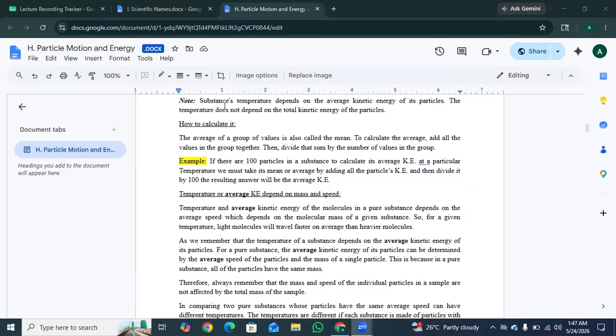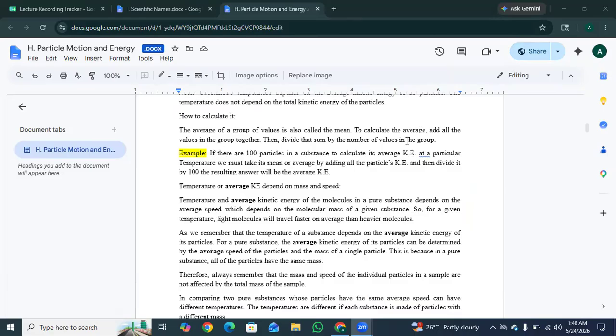So the note is that a substance's temperature depends on the average kinetic energy of its particles. The temperature does not depend on the total kinetic energy of the particles. So basically, how to calculate average kinetic energy and how mass affects speed. So how to calculate it?